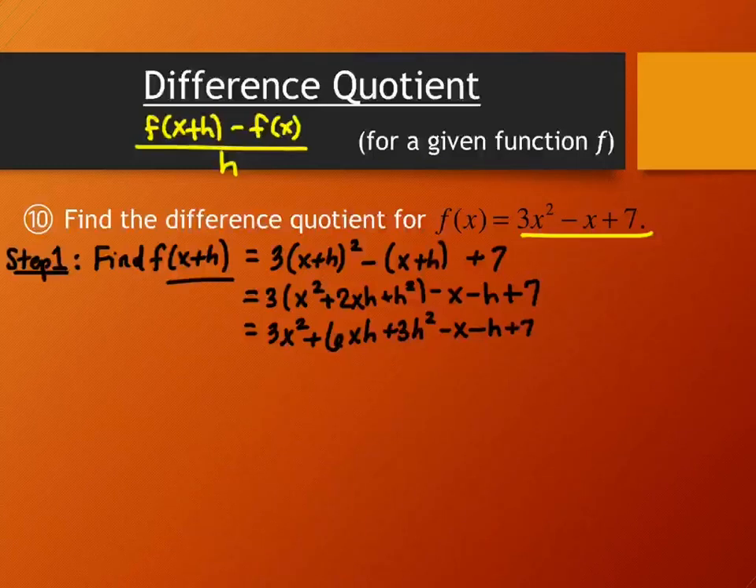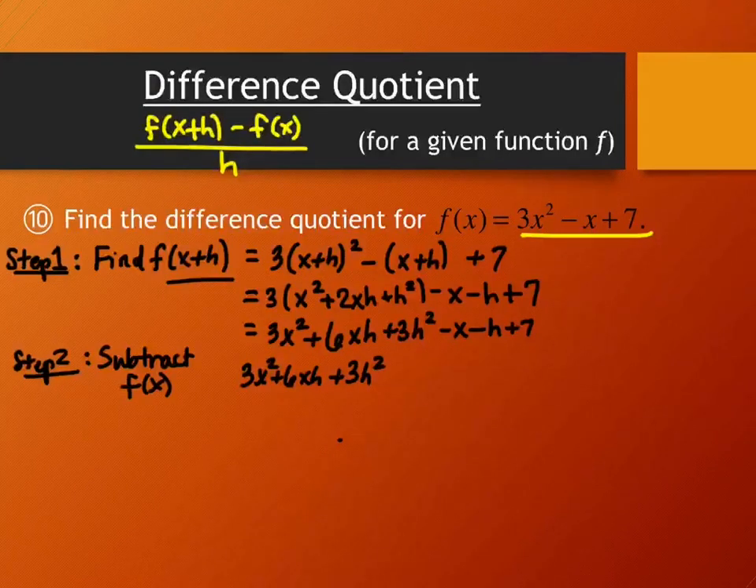Step 2 is to subtract f of x. All right, so we take the thing we just found, 3x squared plus 6xh plus 3h squared minus x minus h plus 7, and I subtract f of x. So I put a minus and then a parenthesis, and f of x they gave me. I don't have to find it, I don't have to come up with it. It's part of what I was given in the problem.